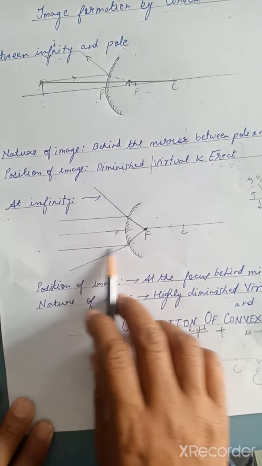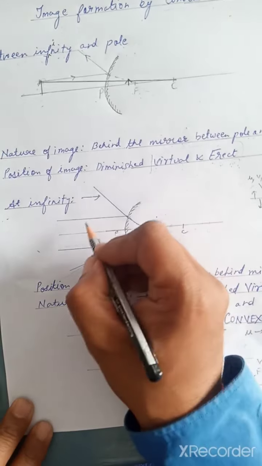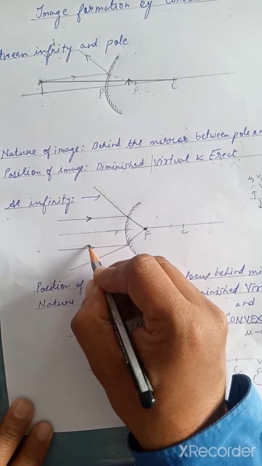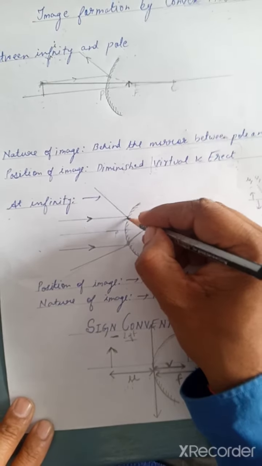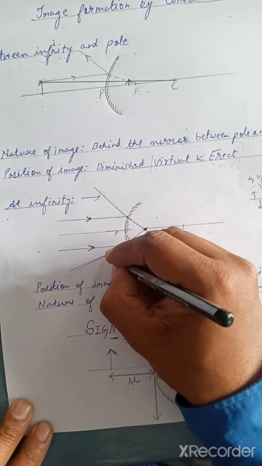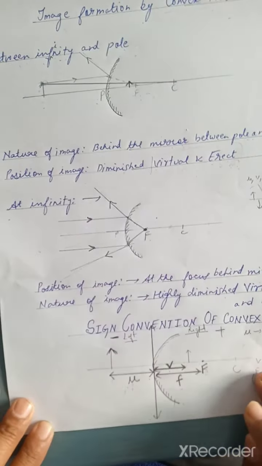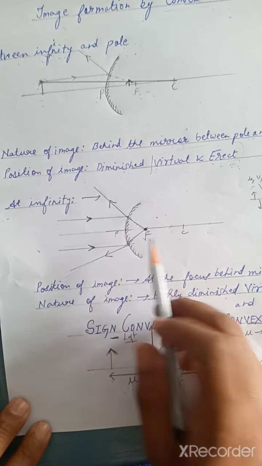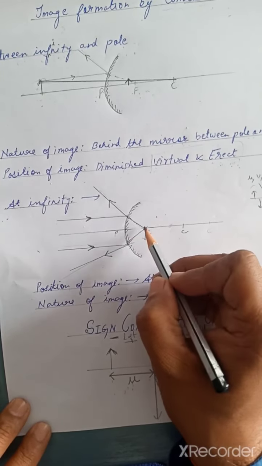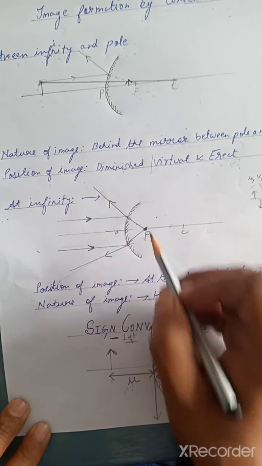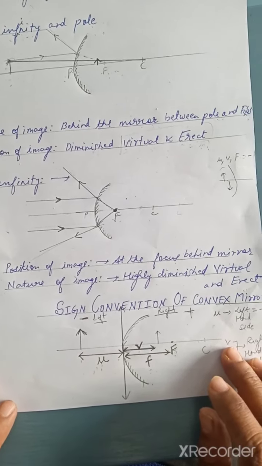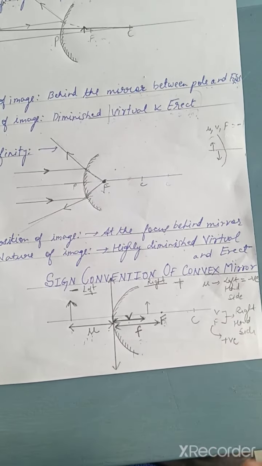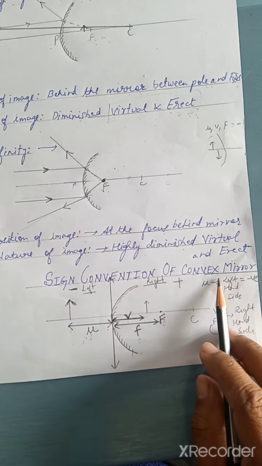When the rays are coming from infinity, if you write the proper arrow, they are coming from infinity, and after striking this part they will diverge. Okay, but they appear to meet at the focus. You can say a point size image you are getting, so it is considered a highly diminished, virtual and erect image. Okay, and last you have to study the sign convention.